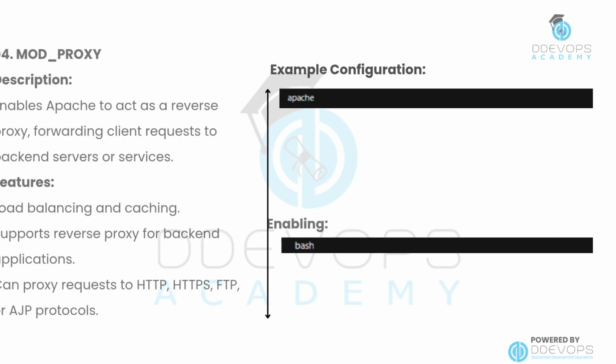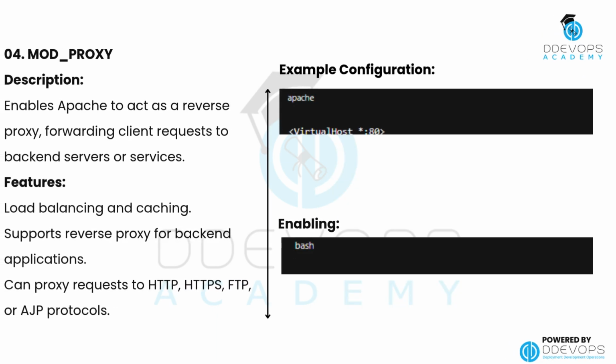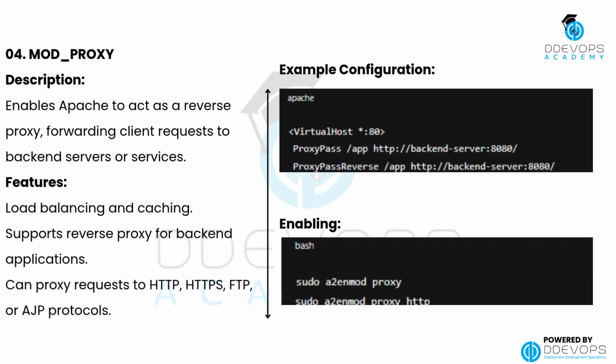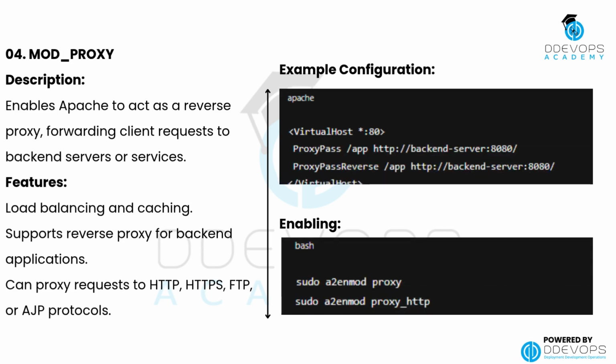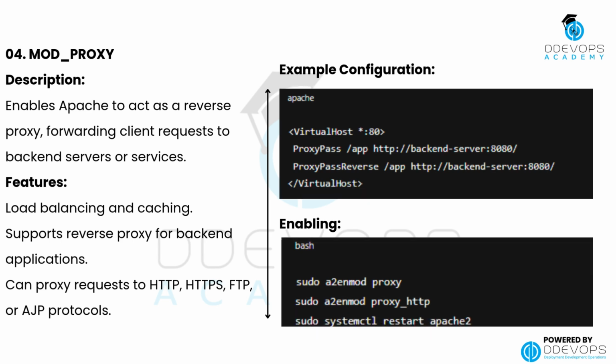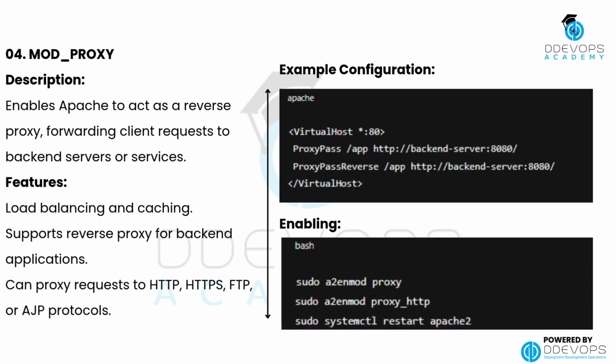Mod Proxy. Description: enables Apache to act as a reverse proxy, forwarding client requests to backend servers or services. Features: load balancing and caching. Supports reverse proxy for backend applications. Can proxy requests to HTTP, HTTPS, FTP, or AJP protocols. Check the example configuration for more understanding. To enable: sudo a2enmod proxy, sudo a2enmod proxy_http, sudo systemctl restart apache2.